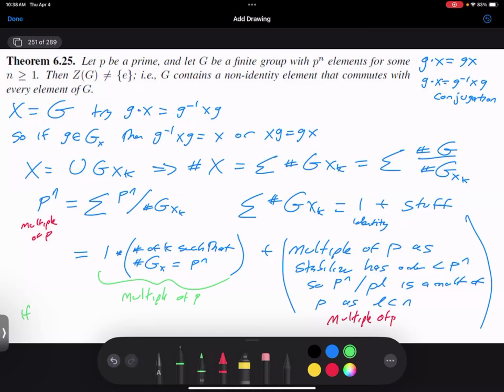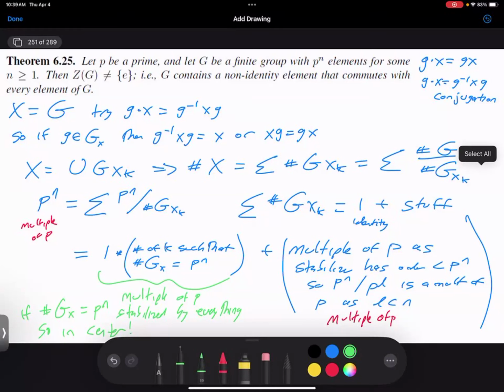And if the order of your stabilizer equals p^n, then you're stabilized by everything, so you're in the center. So in fact, we've proved more than that the center has at least 2 elements. What did we prove? The center has at least how many elements? This is a multiple of p, this is a multiple of p, so it has to be a multiple of p. There have to be at least p elements in the center. This, of course, also makes sense because the center is a subgroup, and the only possibilities for its order are powers of p.